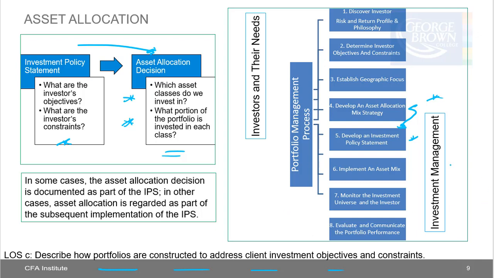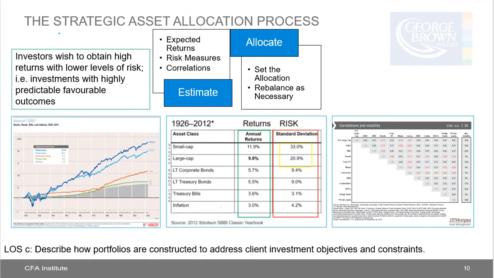Okay, so that's why we move from investors and their needs in the last chapter, understanding their risk and return, their objectives and constraints. Now we're moving into the investment management, setting up the portfolio. So now we're continuing with the strategic asset allocation process. Okay, so it's a process, and it's quite important to understand what that process is.